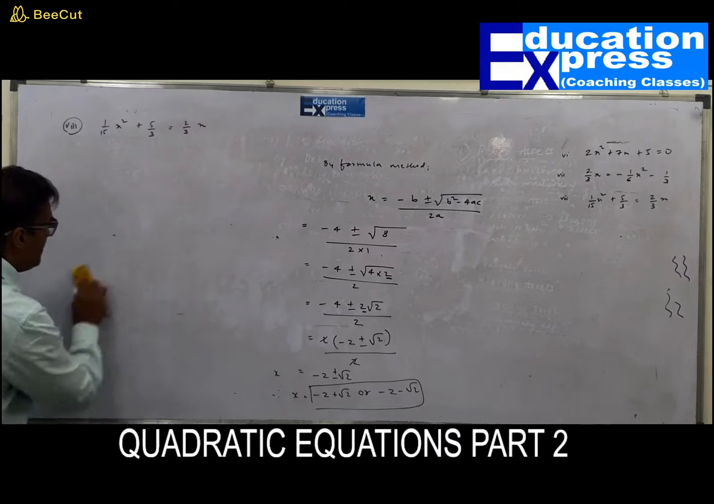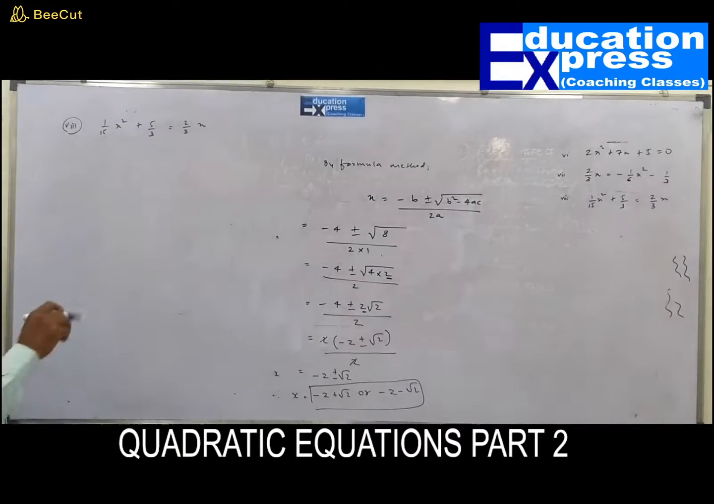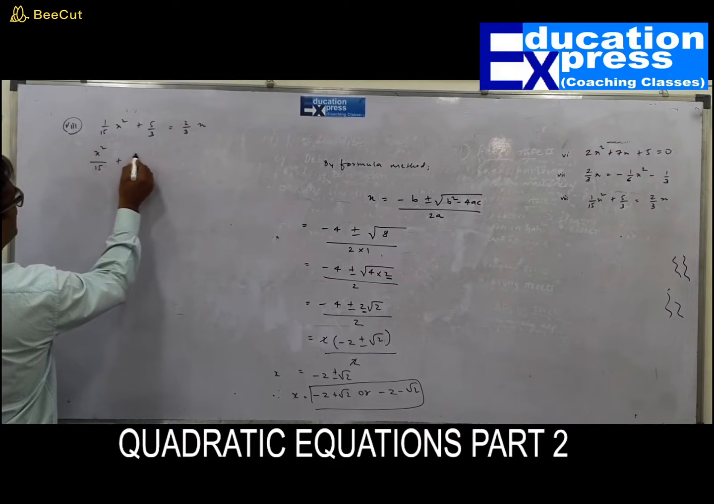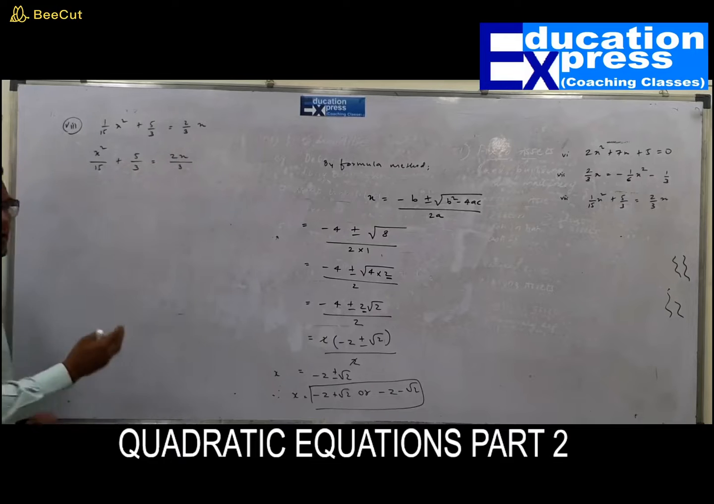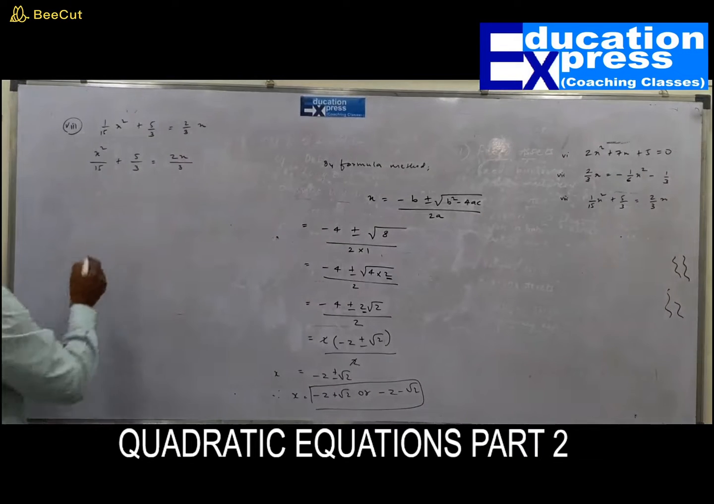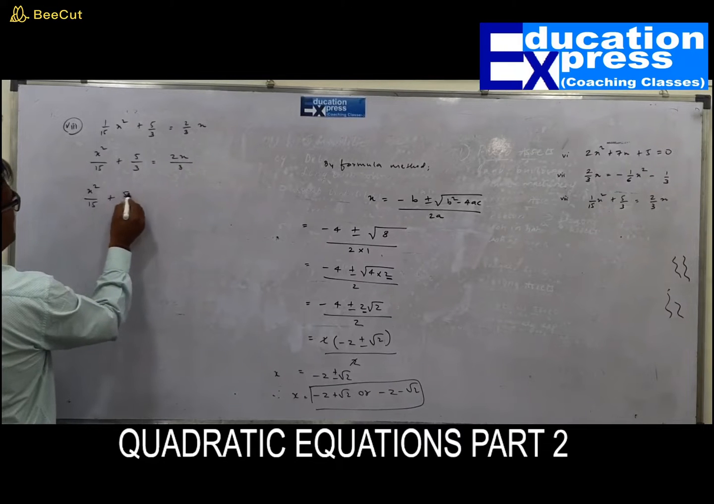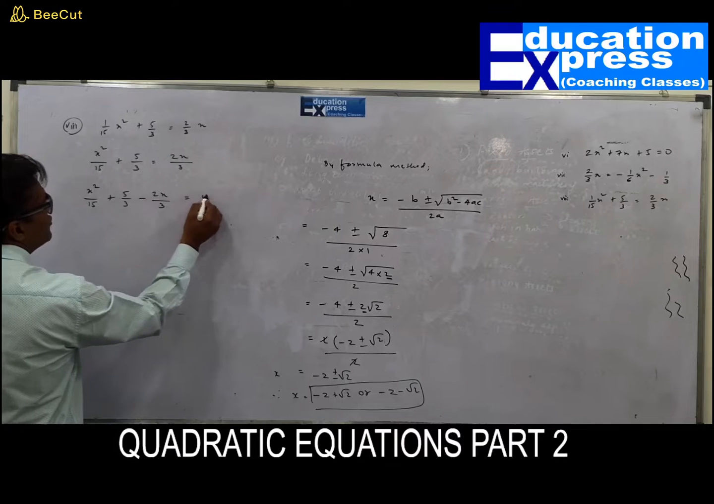So, my dear friends, if you have a look at it first, as I told you, arrange the question in the appropriate form. x square upon 15 plus 5 upon 3 equals 2x upon 3. Bring everything on one side. So, x square upon 15 plus 5 upon 3 minus 2x upon 3 equals 0.